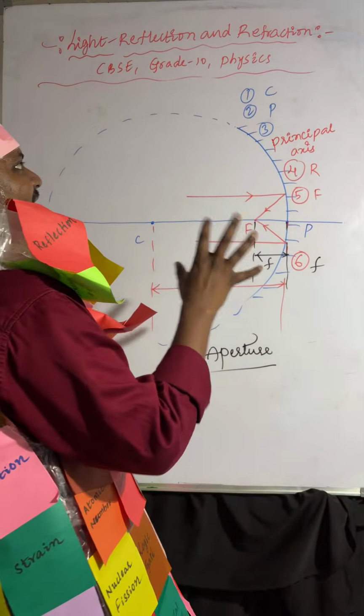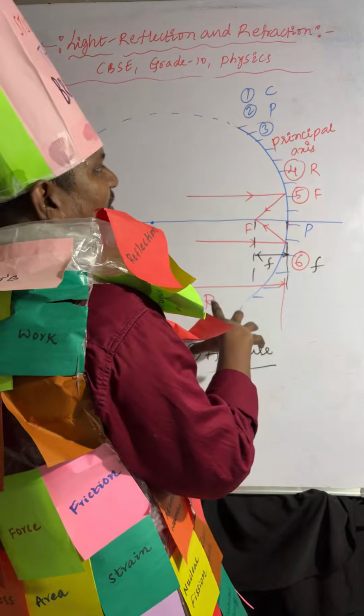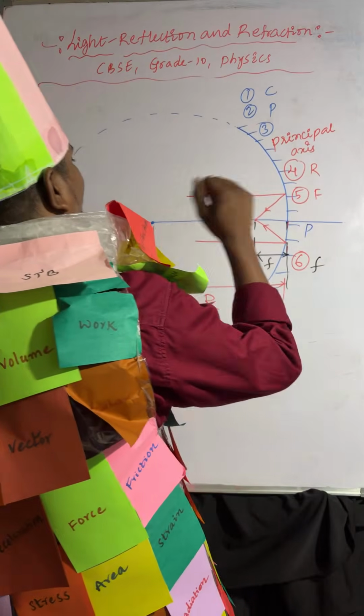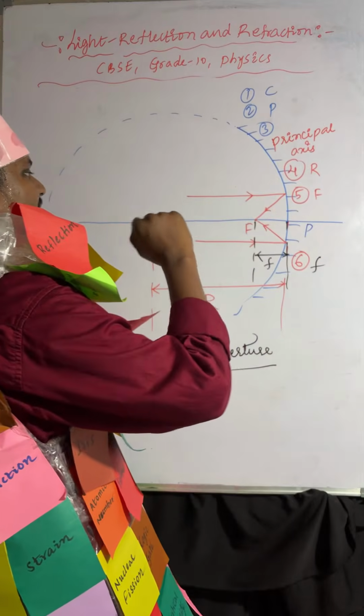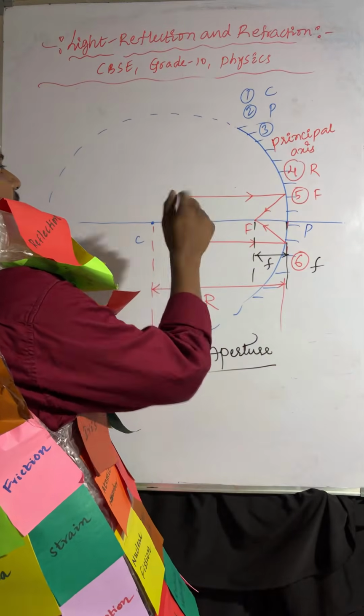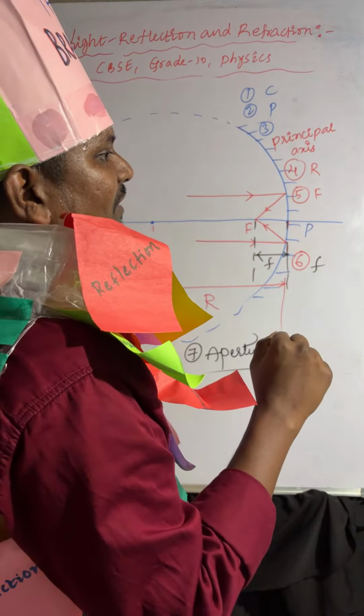Come to the point. The center of the imaginary sphere of which the mirror is a part is called the center of curvature. The midpoint of the mirror is called the pole. The line joining the center of curvature and pole is called the principal axis. The distance between the center of curvature and pole is called the radius of curvature.